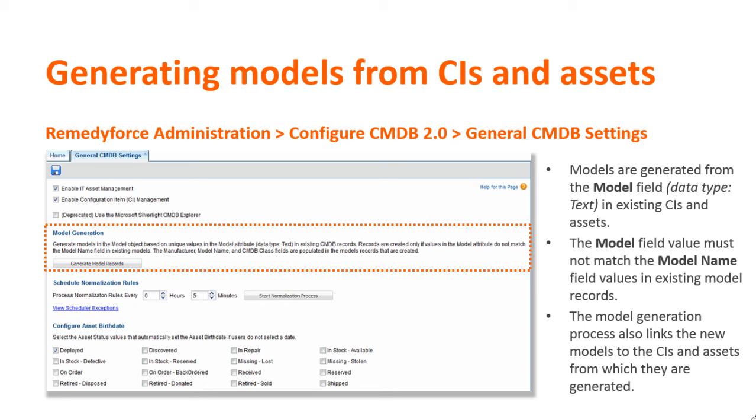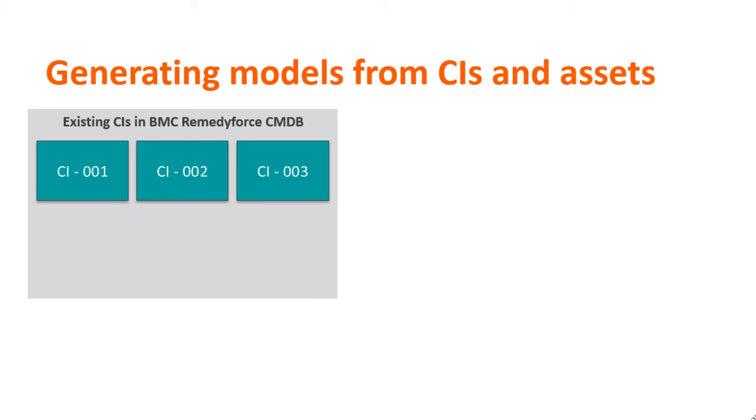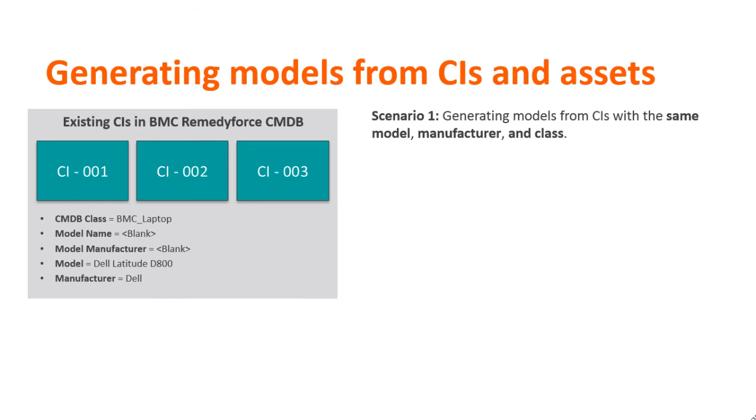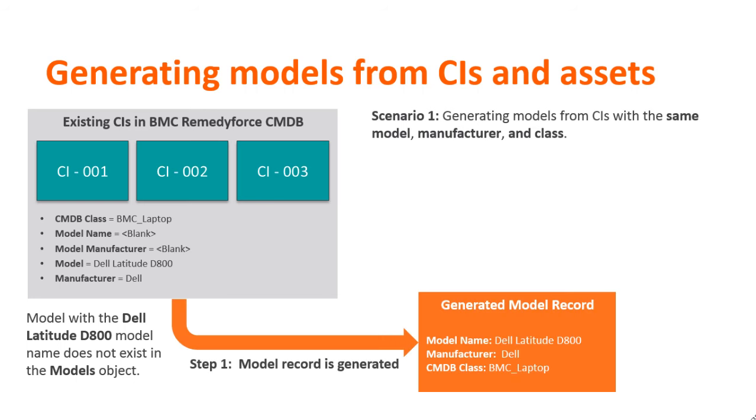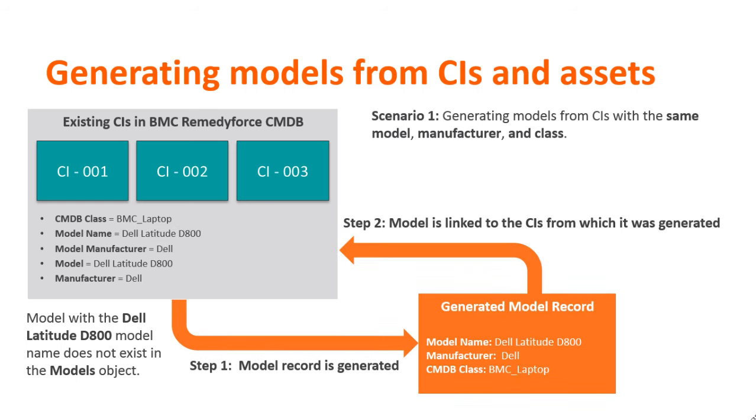Let us look at a few scenarios to better understand how models are generated from existing CIs and assets. Let's consider a scenario in which 3 CIs in BMC Remedyforce CMDB share the same model, manufacturer, and class. Because this model name does not exist in the models object, a new model is generated and applied to the 3 CIs from which it was generated. Notice that the model name and model manufacturer attributes in these CIs are now populated.